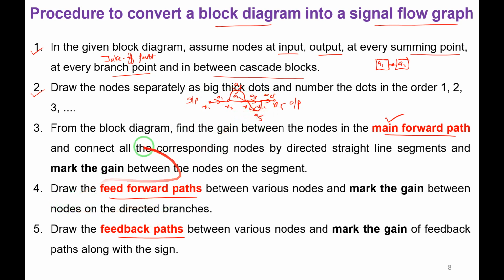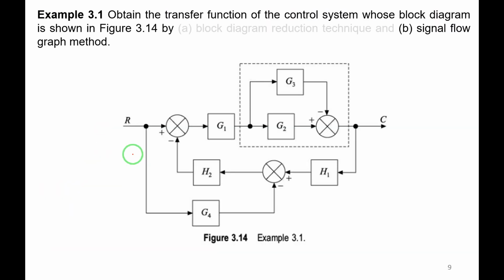So draw the nodes. First concentrate on the main forward path and mark the gains, then concentrate on the feed forward path and mark the gain, then concentrate on the feedback path and mark the gain. You will understand this when I solve the problem, or whenever we convert a block diagram to a signal flow graph. I'll tell you with an example.